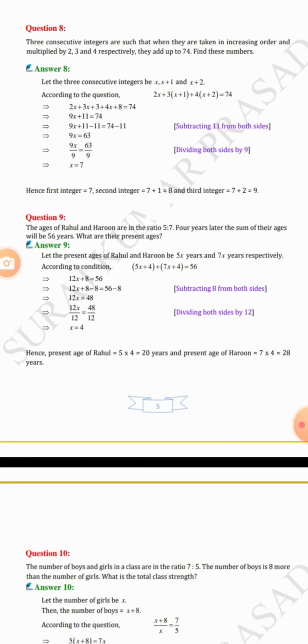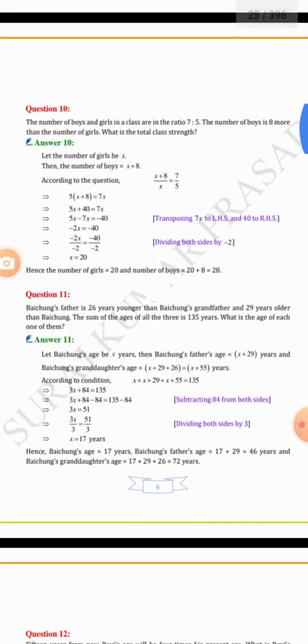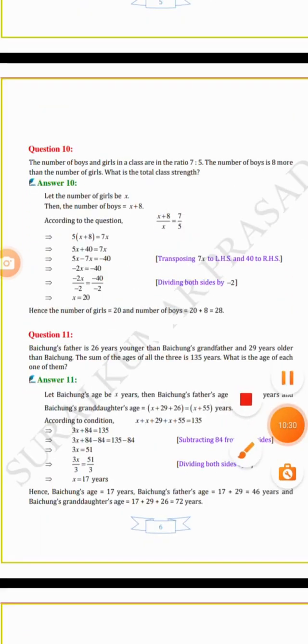Hence the present age of Rahul is equal to 5 into 4 is equal to 20 years, and the present age of Harun is 7 into 4, 28 years. Then we can go for the next question.